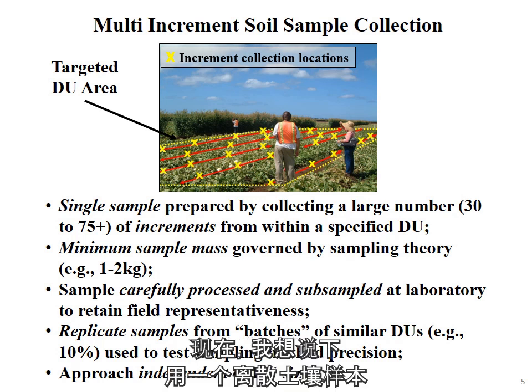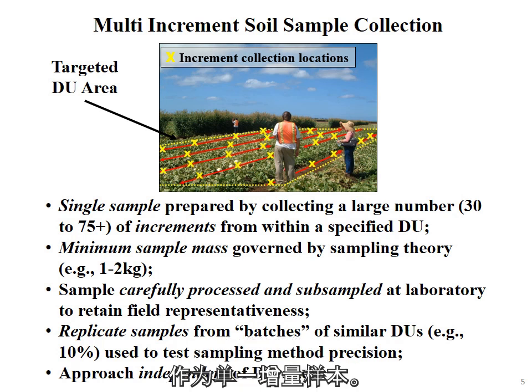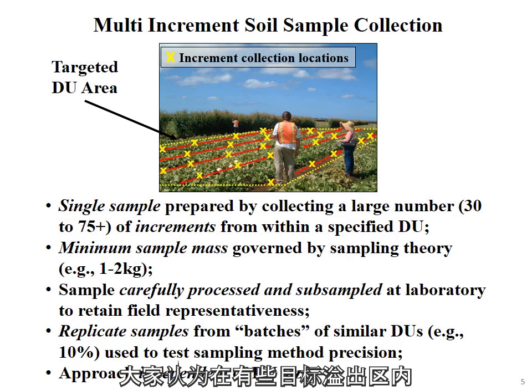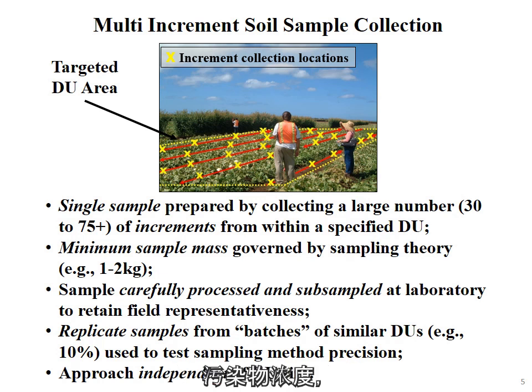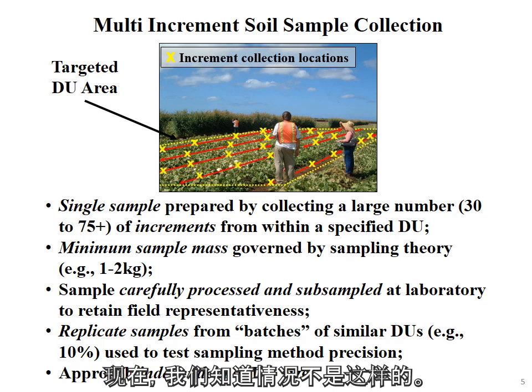Now, I like to think of a discrete soil sample as a single increment sample. We'll talk about this again tomorrow. In the past, the idea in the 1980s was that within some targeted spill area, any sample within that area should be relatively similar in the concentration of the contaminant. So you only need to collect one sample to represent that area. Now we know that's not the case.